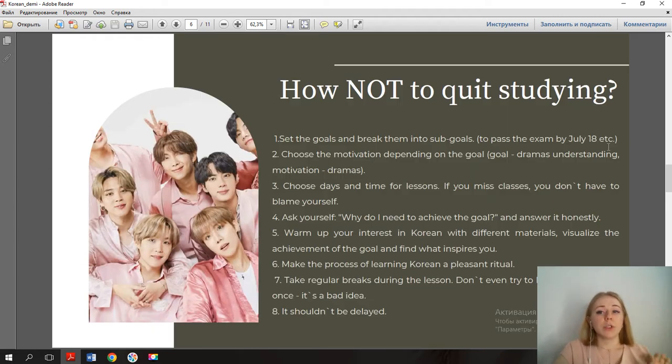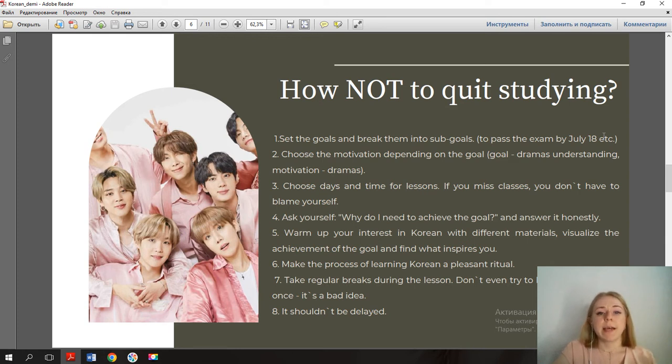Well, how not to quit studying. There are so many cases I know from my teaching career. I know a lot of cases when people just begin their studying and then quit. How not to quit studying? What can we do for that? Okay, first of all, set the goals and break time into sub-goals. For example, to pass the exam by July 19.